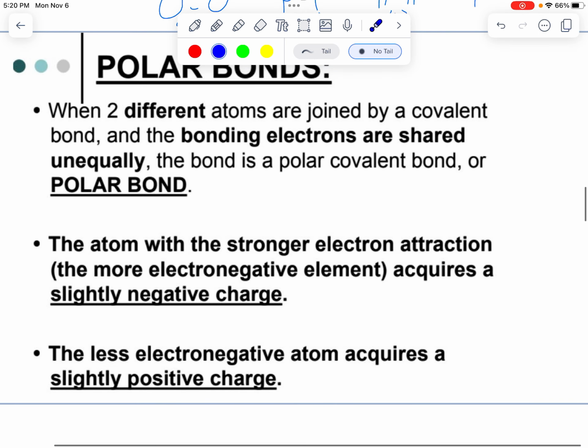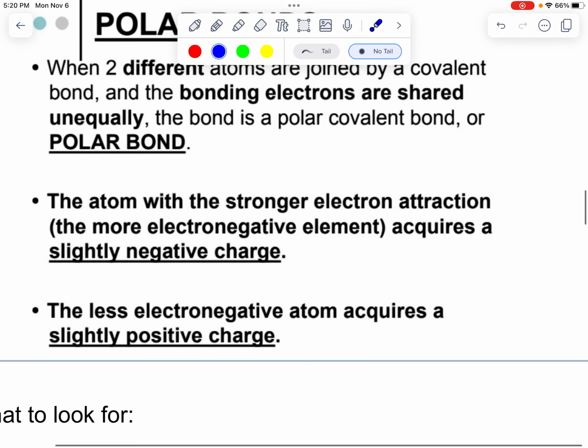Polar bonds is when there is a difference in the electronegativity, so there's an unequal sharing of the electrons. One side gets more of the electrons and one side gets less. So the one that's more electronegative is the one that gets more of the electrons, so it gets a slight negative charge. The one that's lower in electronegativity is the one that's kind of letting go or losing some of the electrons, and so it gets a slight positive charge.